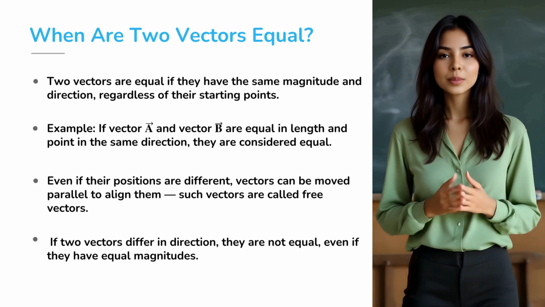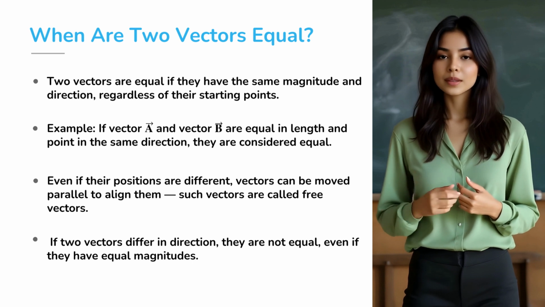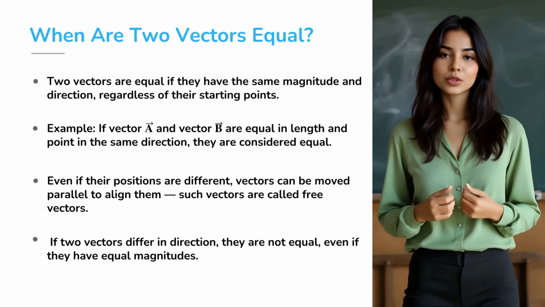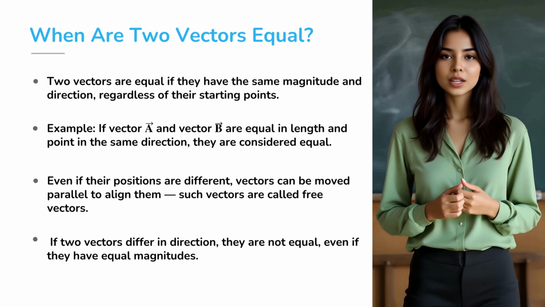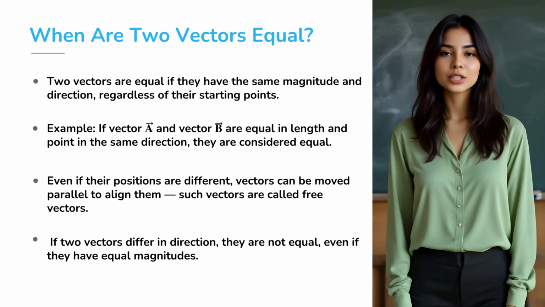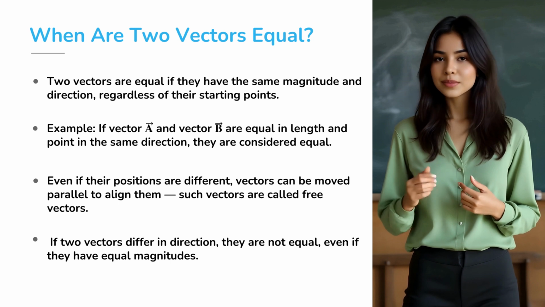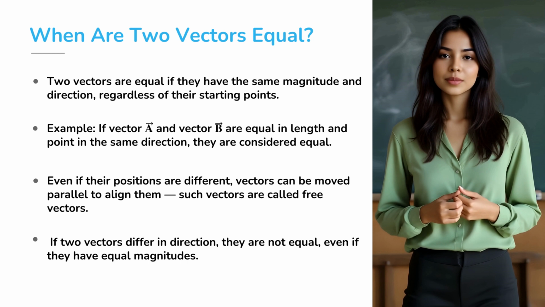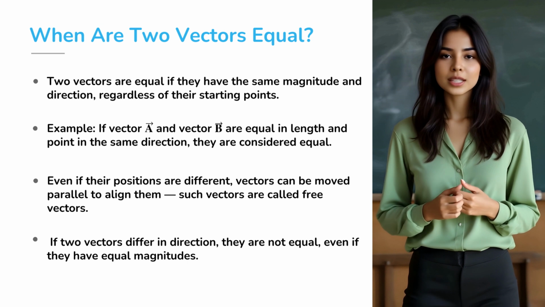Let's talk about what makes two vectors equal. It's not about where they are on the paper, it's about how long they are and which direction they point in. If two vectors have the same magnitude and direction, they're equal, even if they start from different points. These are called free vectors because we can shift them parallel to themselves without changing their identity. Imagine two arrows of the same length, both pointing northeast. If we slide one next to the other, their tips and tails will match perfectly.